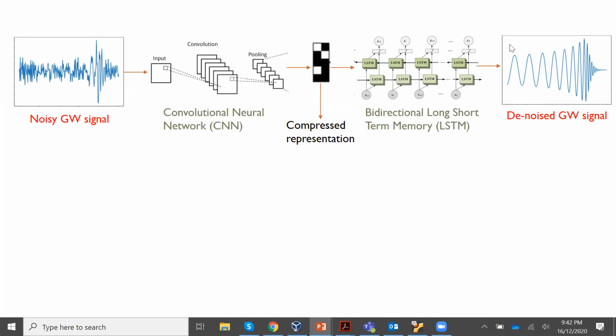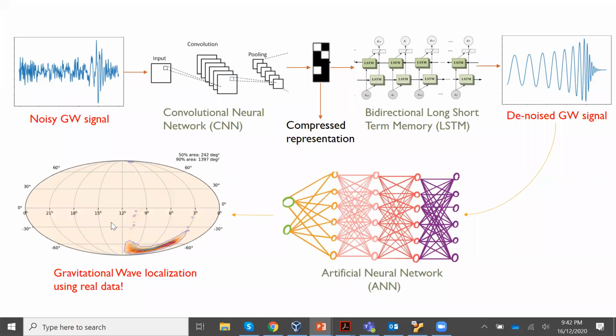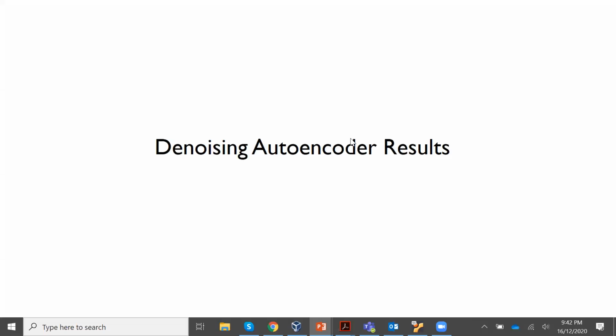And after I get the denoised gravitational wave signal, I extract features from these clean waveforms and then pass them to the ANN, and I get very good localization on real data using this combined approach. So first, let's discuss some of the denoising autoencoder results.